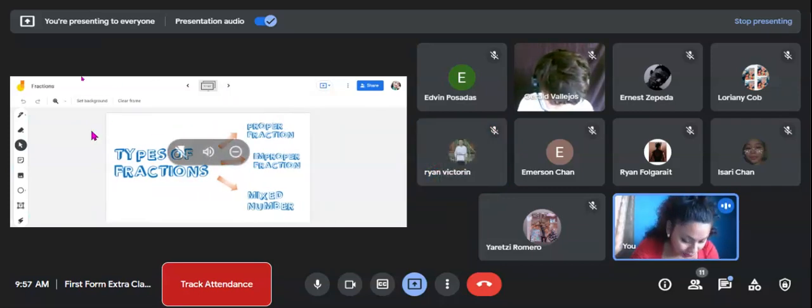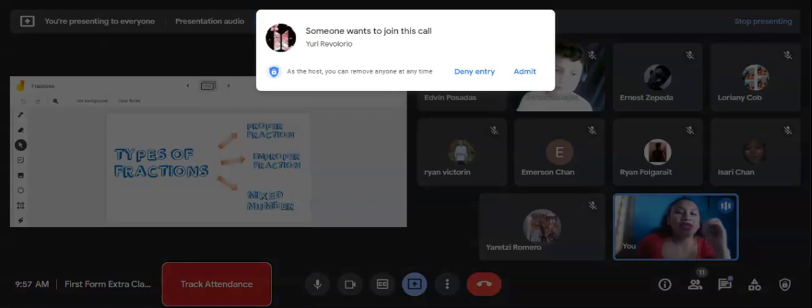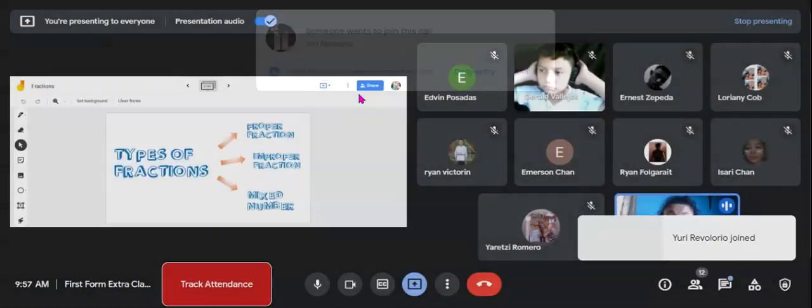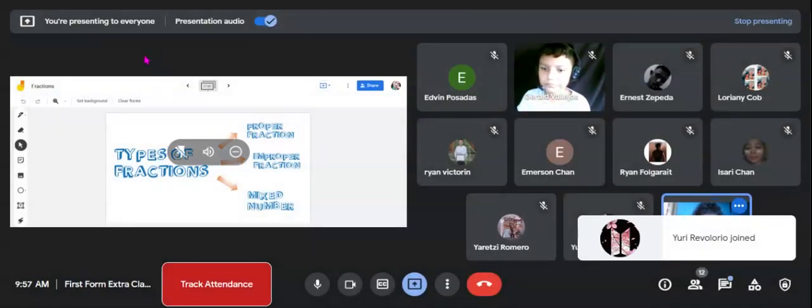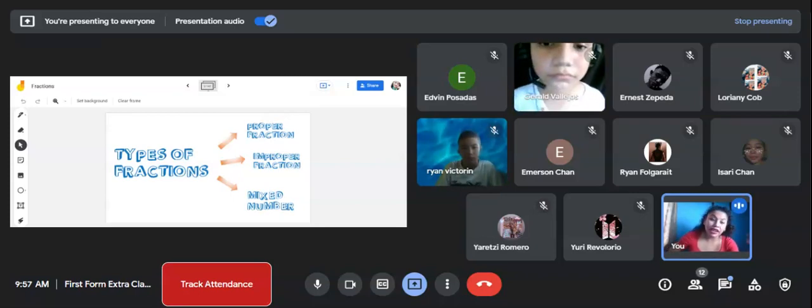Types of fractions. This is what you guys already should have known, but it's always good to refresh your memory. There are so many types of fractions. These three are the basic ones, the ones you start learning about in primary school: proper fractions, improper fractions, and mixed fractions. And we have to know the difference between these three.